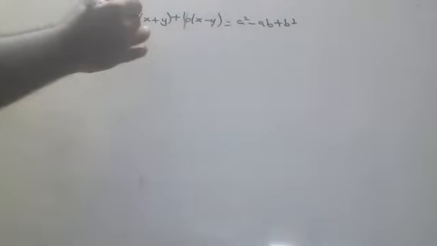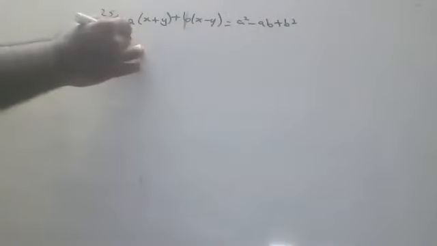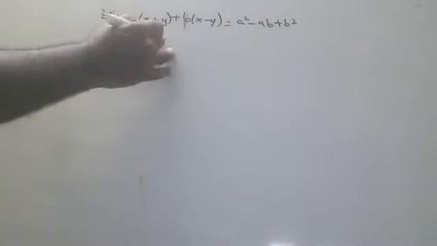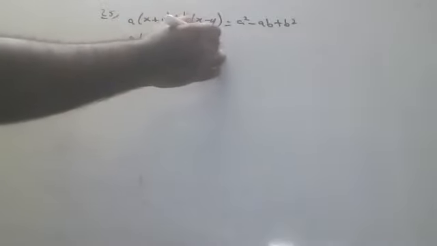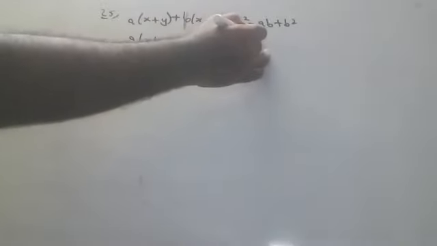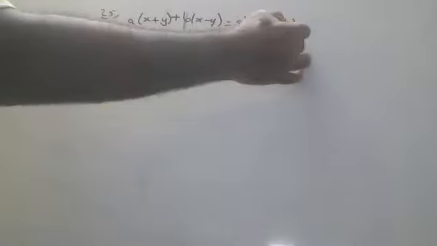So children, level 3 sums, next class will be going. So today we are going to discuss the 25th question, children, in level 3 sums. The 25th question, what they have given is a(x + y) + b(x - y) = a² - ab + b². Another one is a(x + y) - b(x - y) = a² + ab + b², is the question, children.